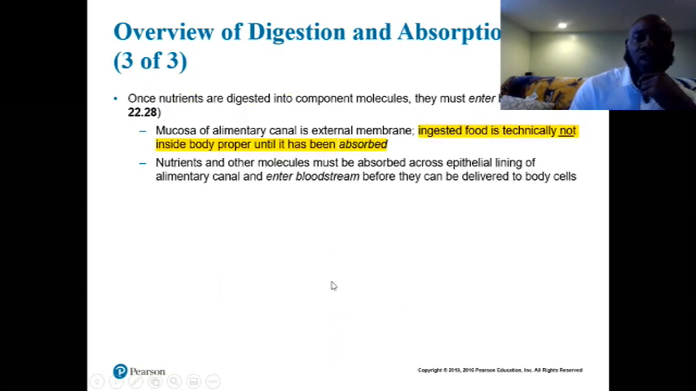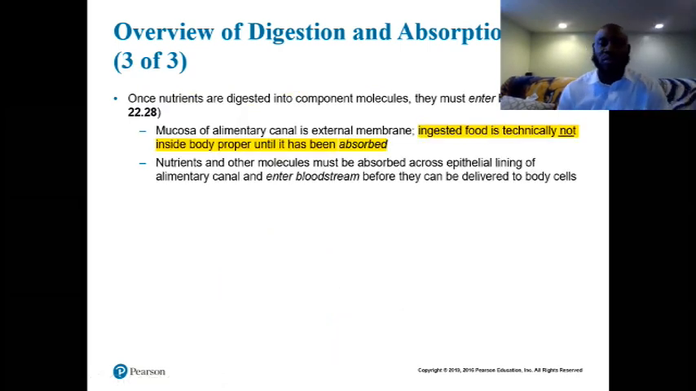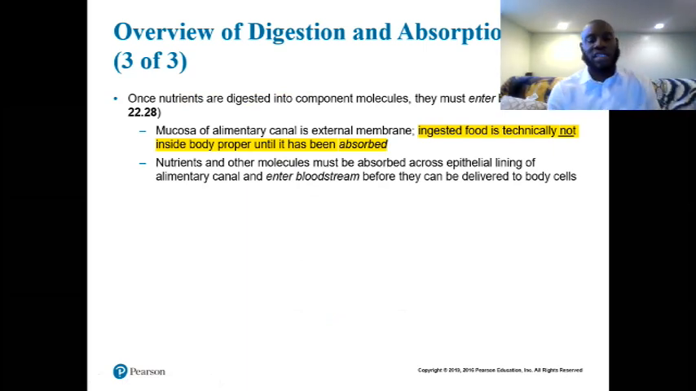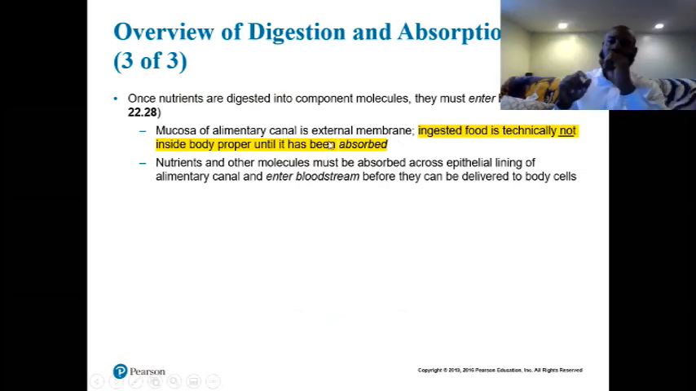All right. Once nutrients are digested into component molecules, then they enter the body. And we talked about this concept. The mucosa of the alimentary canal is an external membrane. So just because something is in the alimentary canal, it's considered an external membrane. Until your food is absorbed by the body, it's not technically ingested. It's not technically in your body, right?